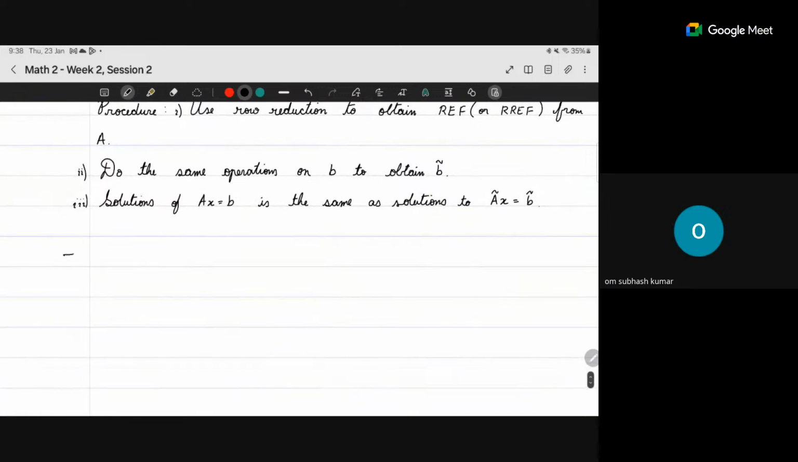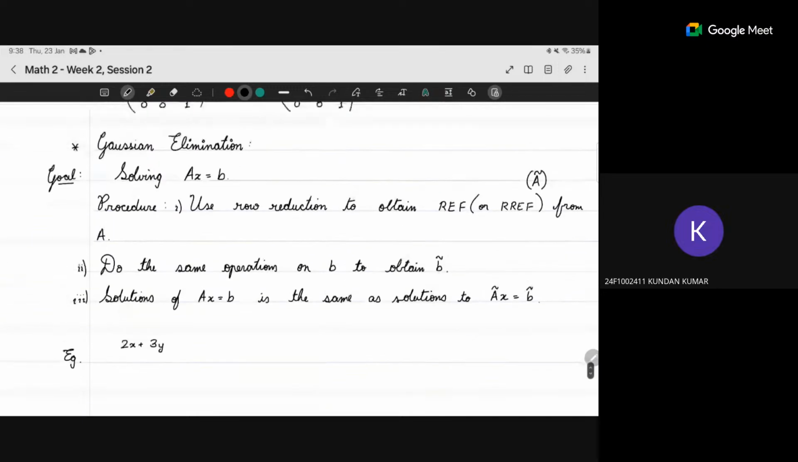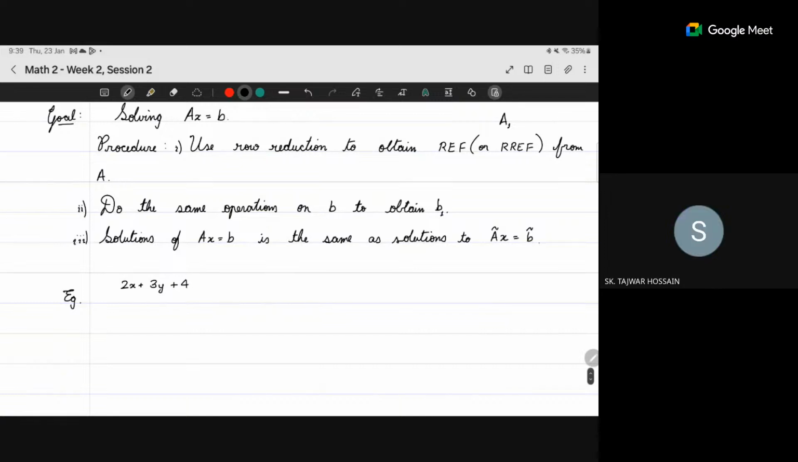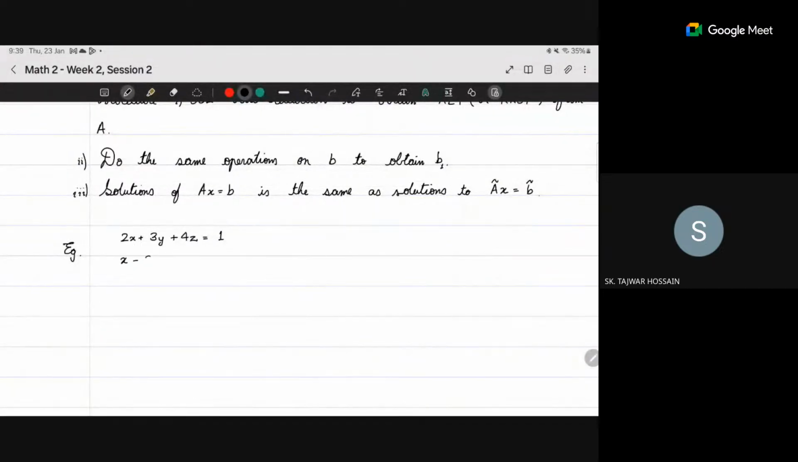Let's take an example. I want to solve the system of equations. Tilde means I've changed A: you start with A, you convert it to the REF form. That's what I'm calling A tilde. Or let me call it A1, which is the REF form of A, or one of the REF forms of A. And B1 is the vector which is obtained by doing the same operations on B. What do I mean by doing the same operations on B? I'll tell you. Yeah, you do the augmented matrix, and that is what I'm going to explain now.